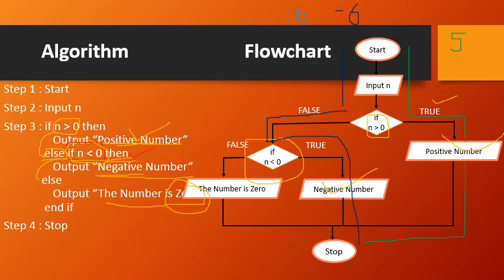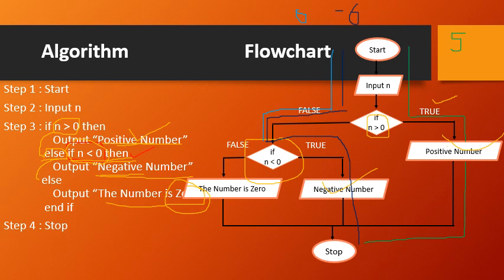If the number entered is 0, again start from the beginning, input n is 0 in this case. Then the first condition, n greater than 0. So the condition is what here? 0 greater than 0. Is it true? No, it is false. So it comes onto the false path. Then it comes over here. Then what is the condition now?